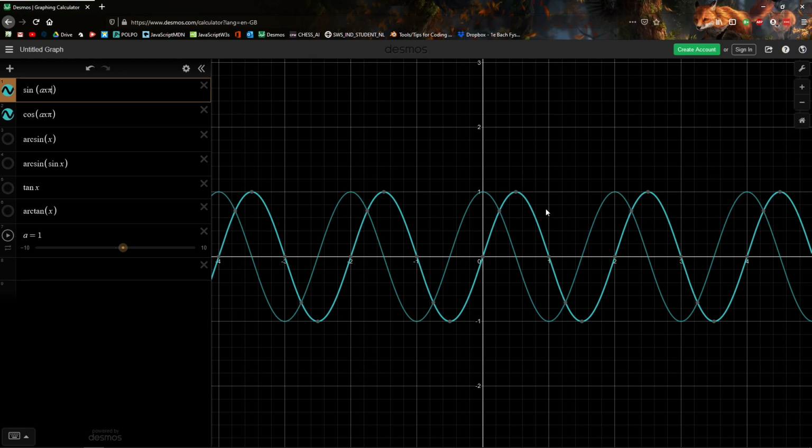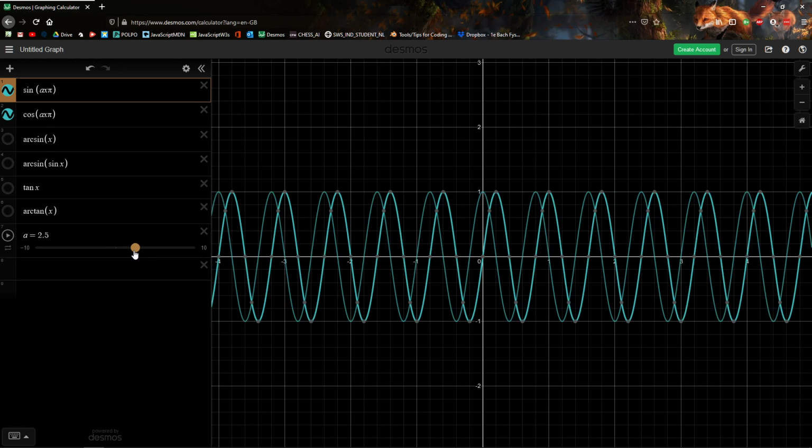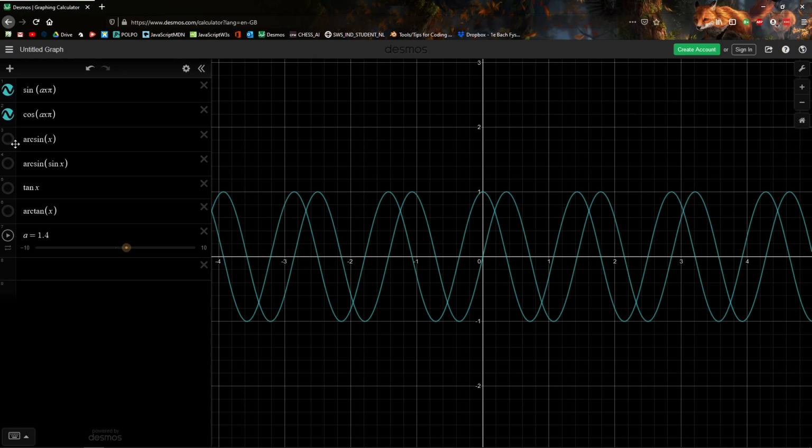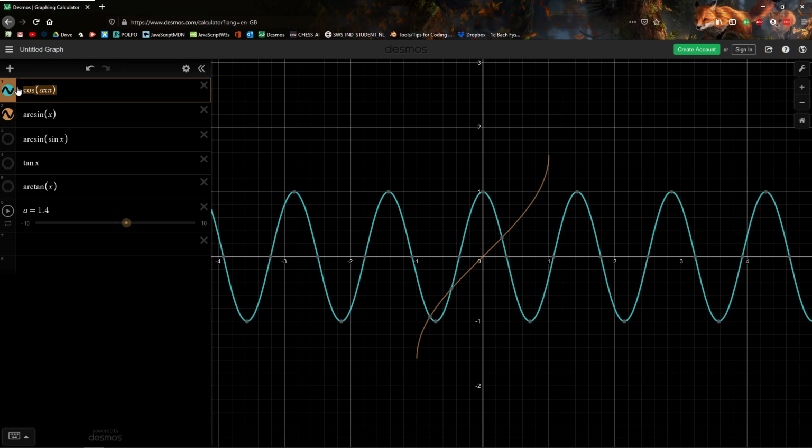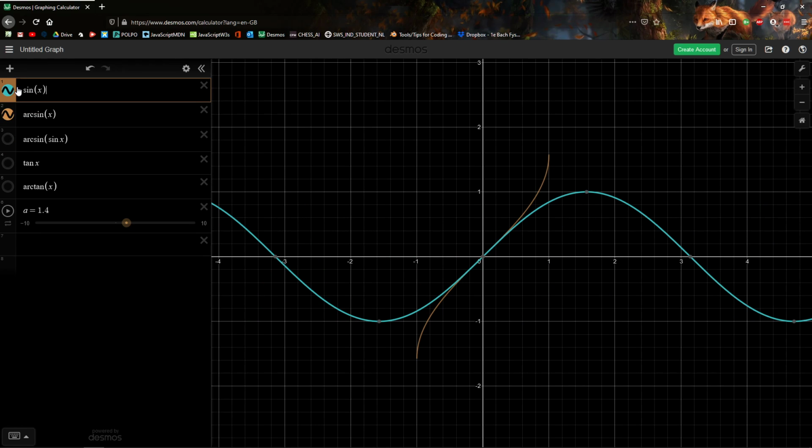The cosine is just the same as the sine, except that it's shifted. So you can see. And then there's also something called the arcsine. What that does is it takes the inverse of the sine. So let me just change this to sine of x. As you can see, it's flipping it around.